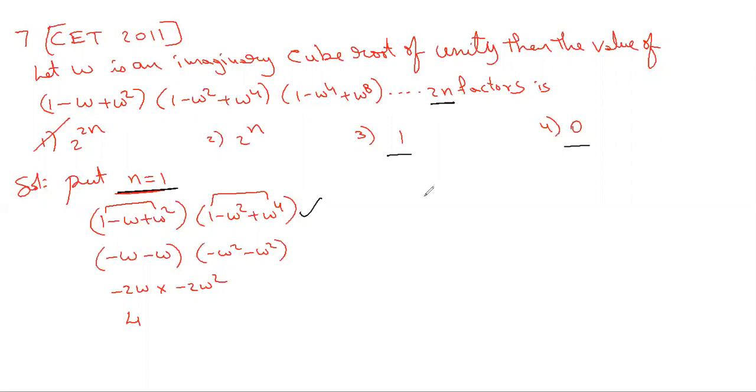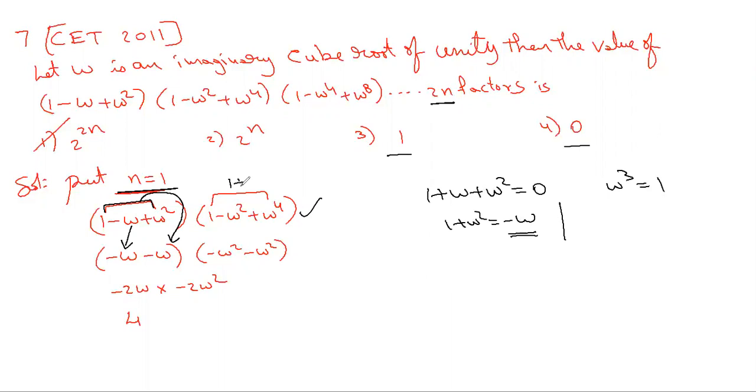Now in the calculation, what I used is this property: 1 plus omega square is equal to 0. Here 1 and omega square together, I wrote as minus omega, and I copied the other minus omega as it is. Similarly, omega power 3 is equal to 1, so 1 plus omega power 4 becomes 1 plus omega.